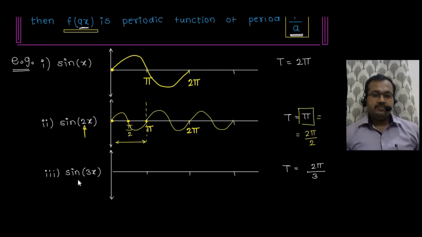Same is the case with sine 3x. If this is your pi, this is your value 2 pi. So we are getting the output like this. So this is your value 2 pi by 3.